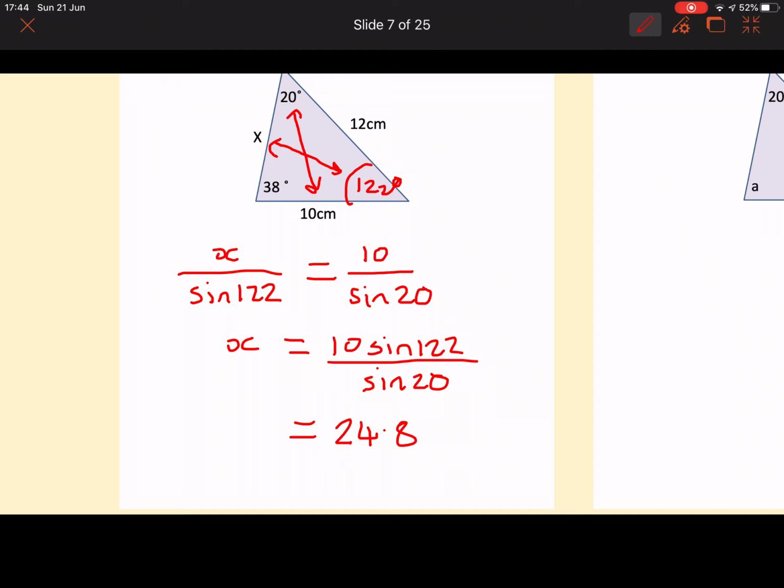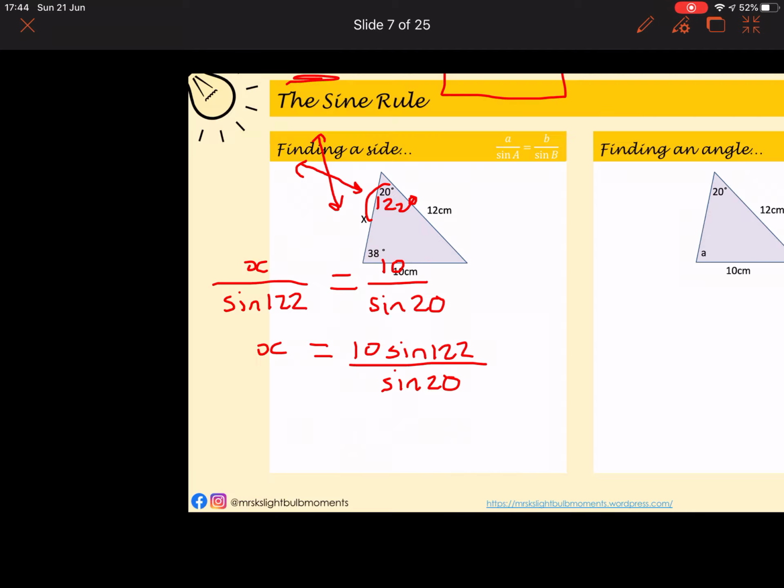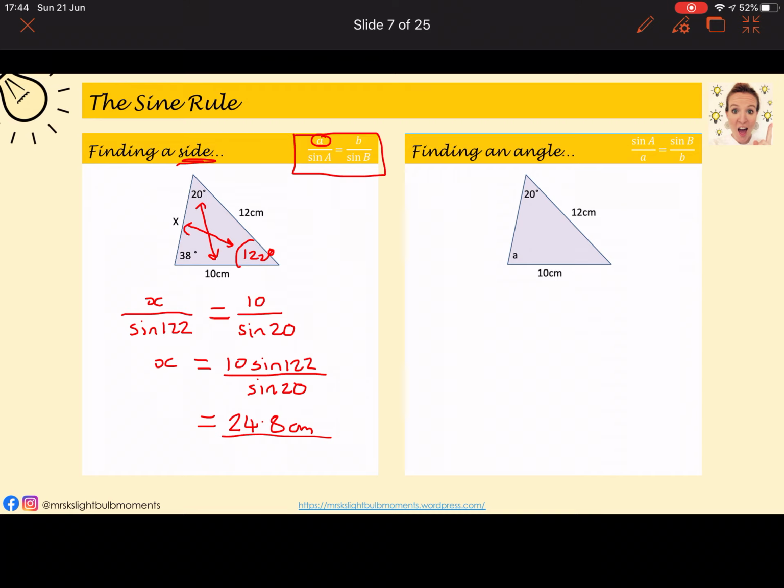Always check to make sure it makes sense, so have a little look at your triangle and see whether that seems like a reasonable size for that length. A little hint is that the longest side is always going to be opposite the largest angle. So our x is opposite the angle 122. That's a lot bigger than the other angles, so we are expecting our length to be a lot bigger than the other lengths, because it's all basically ratios, they're all proportional to each other. Okay, fantastic. Now let's show you how to find an angle.